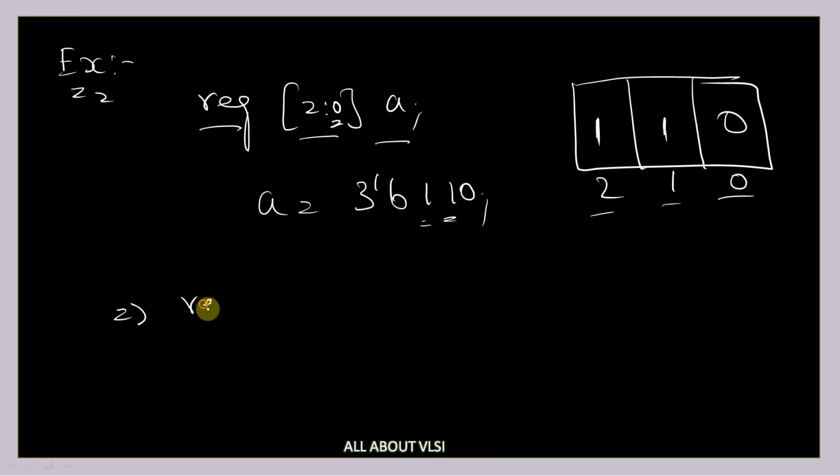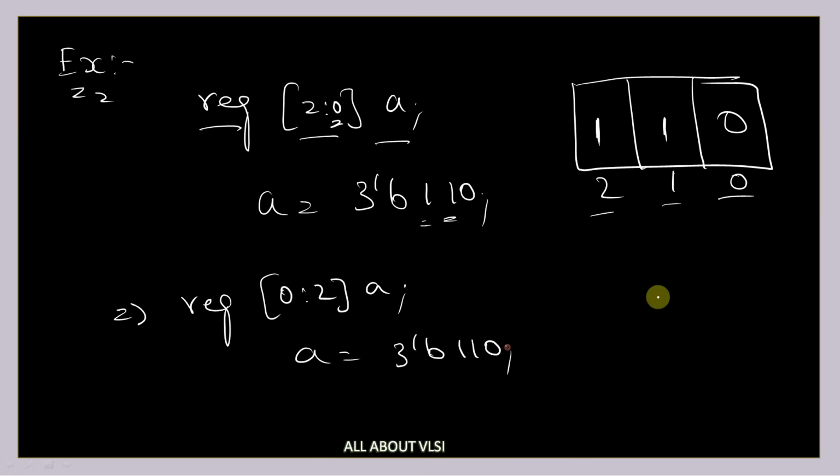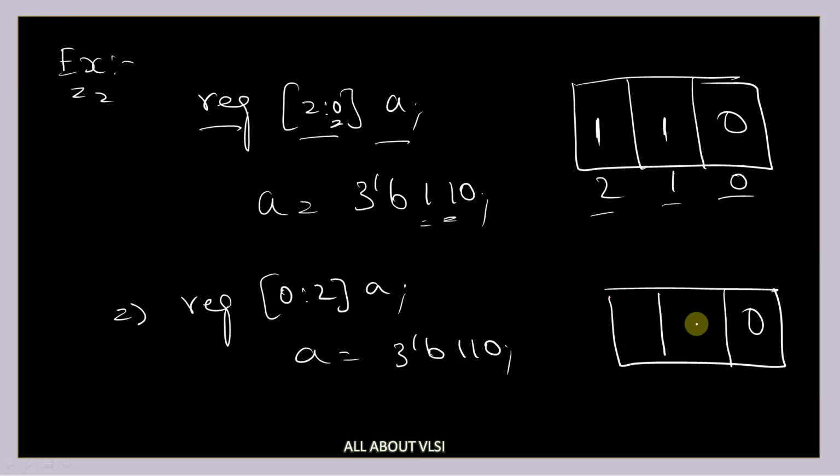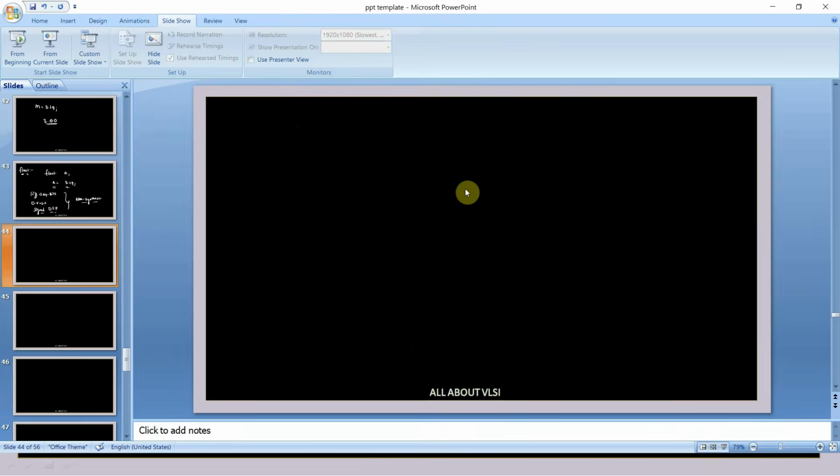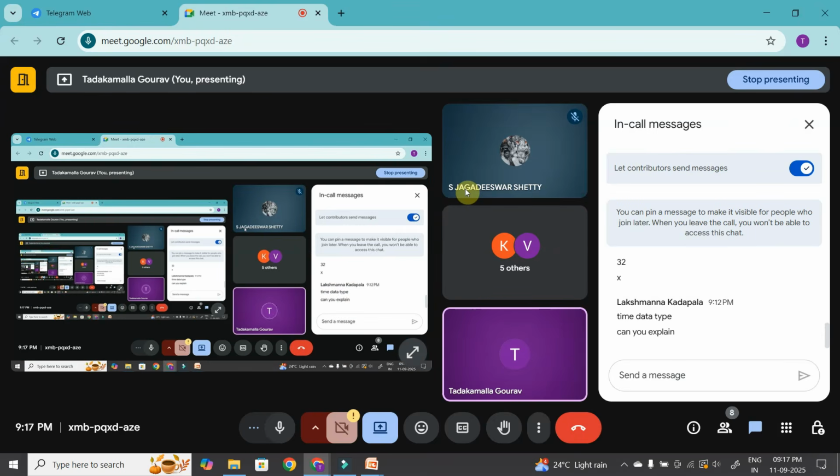And let's say if you are writing reg 0 to 2 a, and if you are writing a is equal to 3 tick binary 1 1 0, then what is going to happen is the same, 0 1 1, but the MSB is going to have the index as 0, and next is 1, and next LSB is going to have the higher index, that is nothing but 2. That is the difference. There is no change in the bit order, just the indexing is going to change depending upon the way you declare. Okay, this is how you are going to use it. Is it clear? Any doubts or any queries in this?